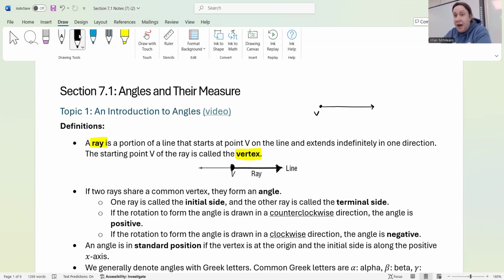What's really cool about this is if you have a single vertex that has two rays coming out of it, you have formed an angle. So if we have another ray coming out of this very same vertex, we have created an angle. Think of this as ray one, which will have an official name in just a moment. This is ray two, and then you have your vertex.